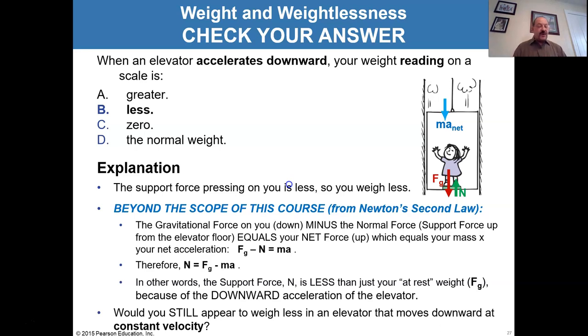Now, would you still appear to weigh less in the elevator that's moving downward at a constant velocity? At a constant velocity, look at the formula that's underneath where it says beyond the scope. F sub g minus N equals ma. Well, a in that case, in constant velocity, acceleration is 0. So that means that Fg minus N equals 0. That means they're exactly equal to each other. The force of gravity, your actual weight, equals the normal force, the force of the floor, and therefore you will feel exactly the same weight.